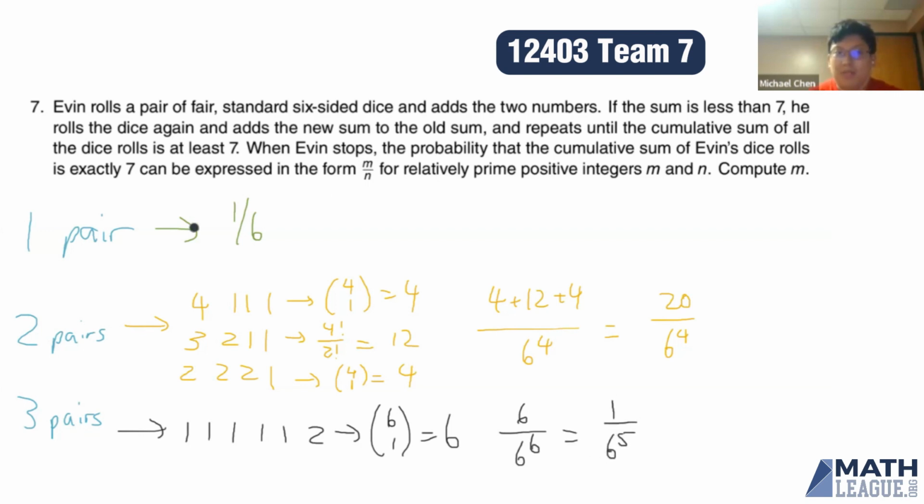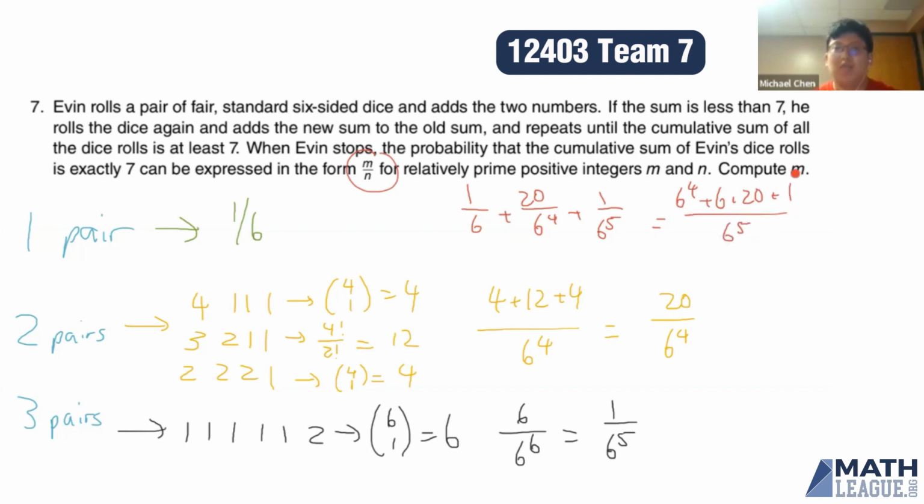Now, since these 3 events are disjoint, we can't simultaneously finish with having rolled 1 pair and 3 pairs, for instance. That means our total probability, which will give us m over n, is going to be 1/6 plus 20 over 6 to the 4th plus 1 over 6 to the 5th. And if we combine those into a fraction, we get 6 to the 4th plus 6 times 20 plus 1 over 6 to the 5th.